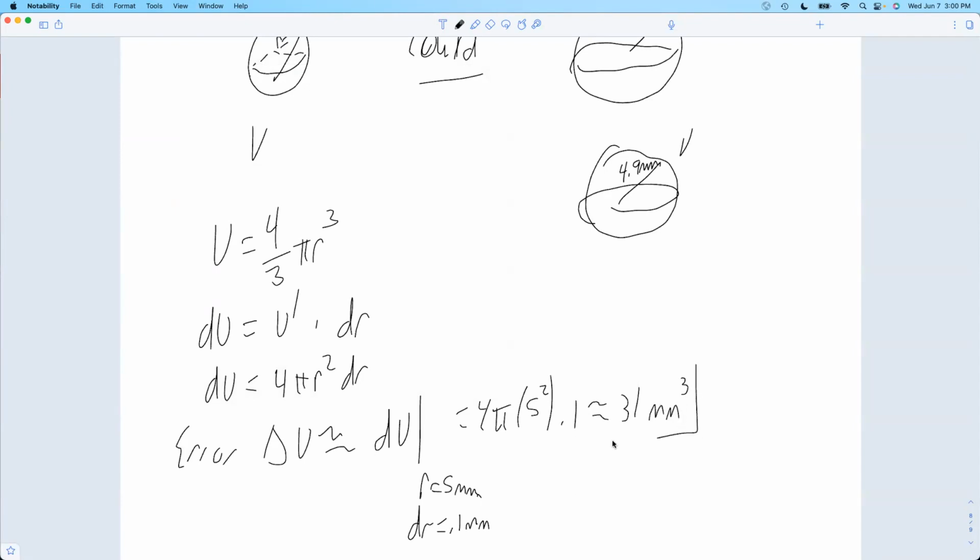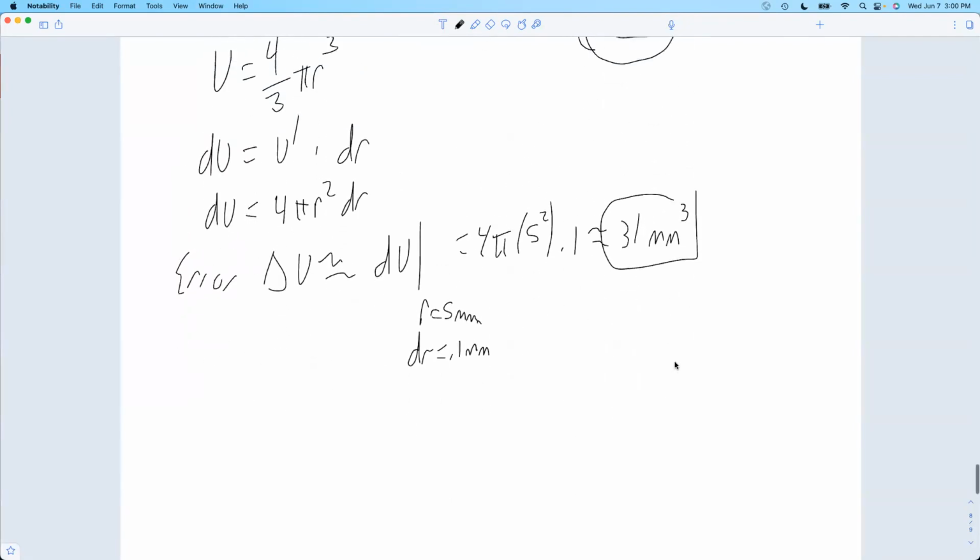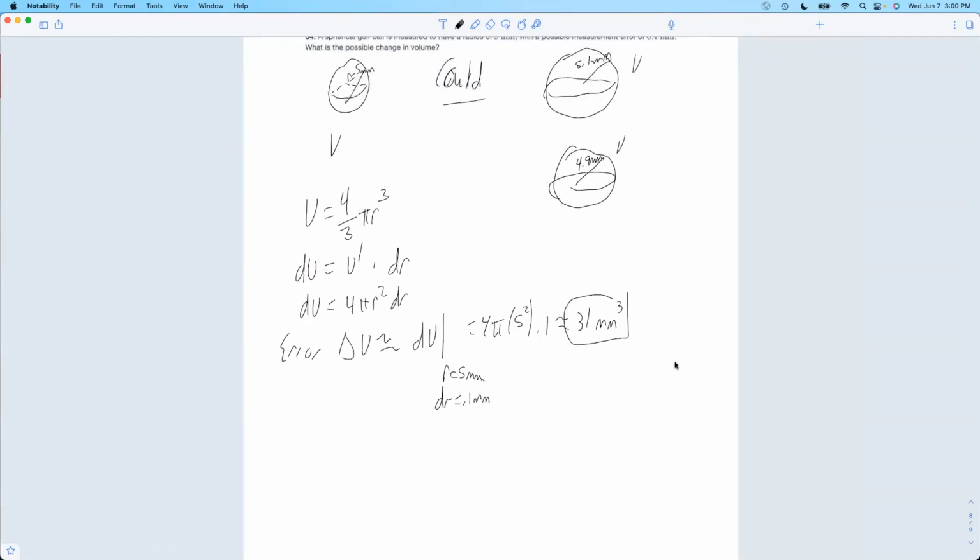Because this is volume. Now let's actually find what that would be. So this was my approximation. Now let's find the actual. So let's assume, we'll ignore this one.